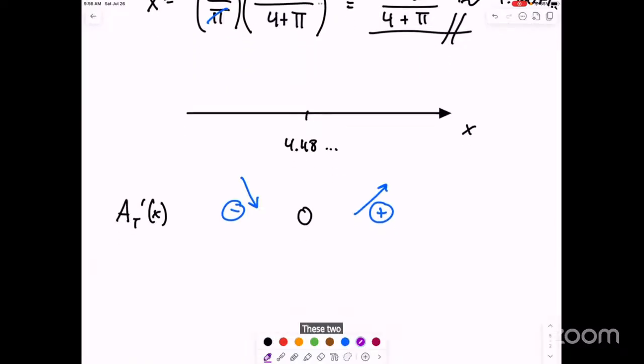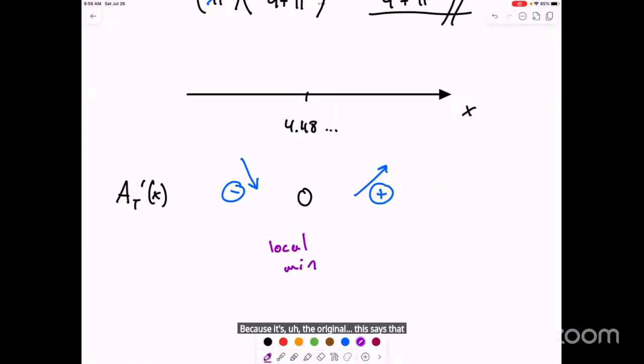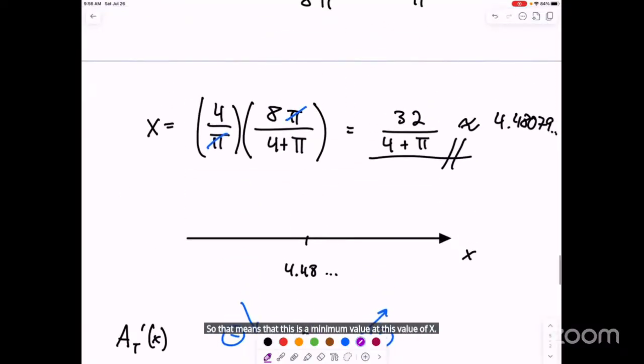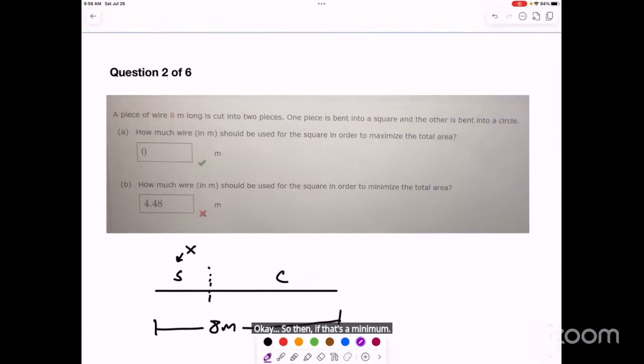These two pieces together imply that this is a local minimum value, because for this critical value, the original function is decreasing on the left and then increasing on the right. So that means this is a minimum value at this value of x. So if we want to maximize the total area, there was no max, but if we wanted to minimize the total area, we did get a minimum value.